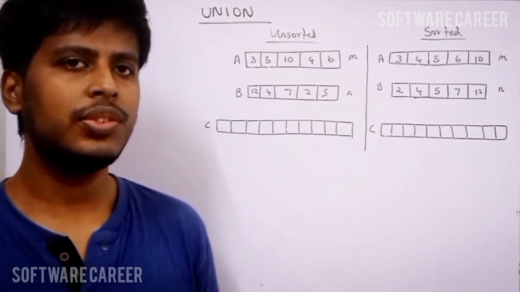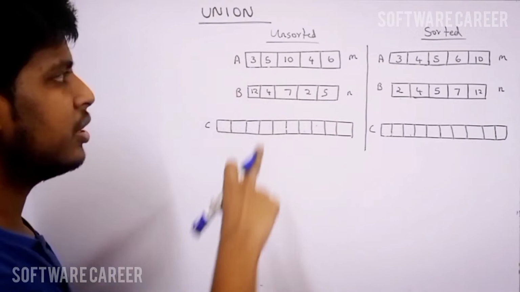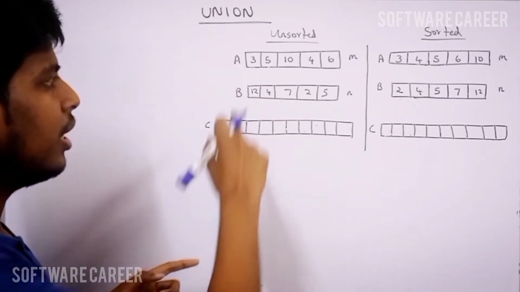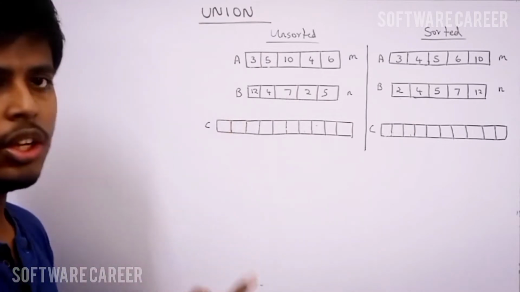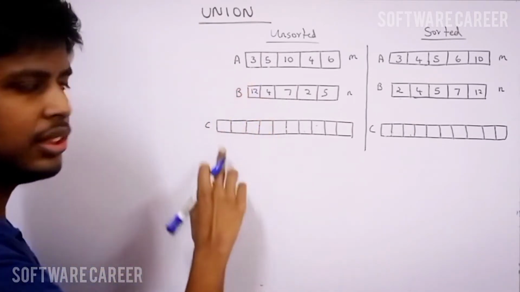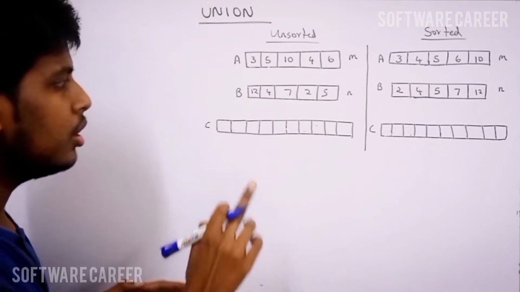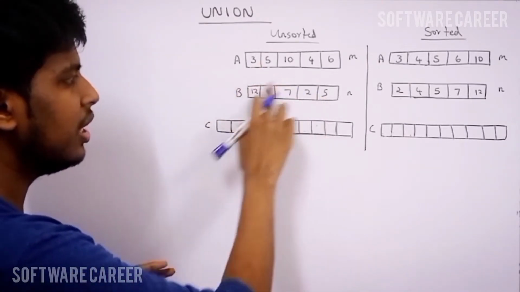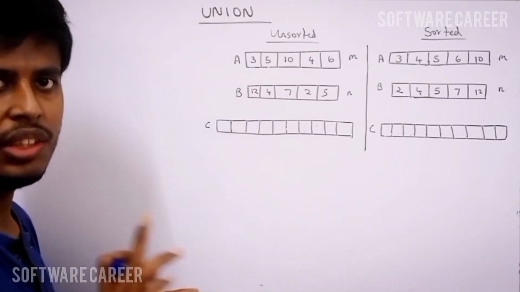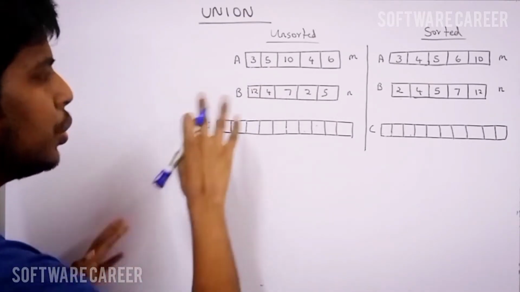Hello everyone. In this video I am going to teach you about the union operation, how to find the union of array A and array B in C. Union operation means we have to write all the elements present in A and B in C. But one condition: it should not be repeated. You should write all the elements in A and B only once in C. That is the union operation.